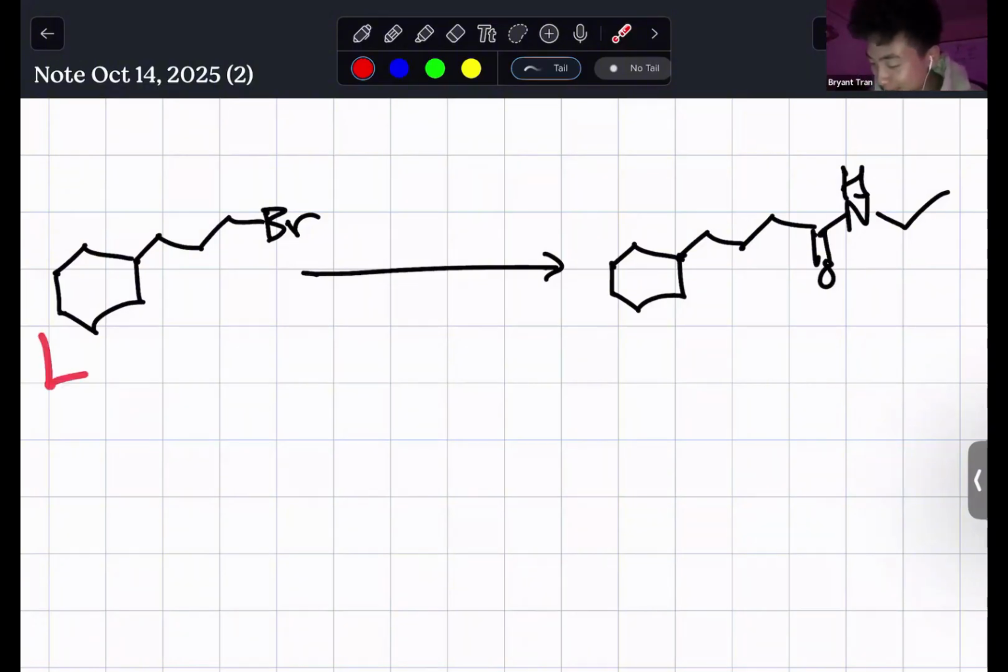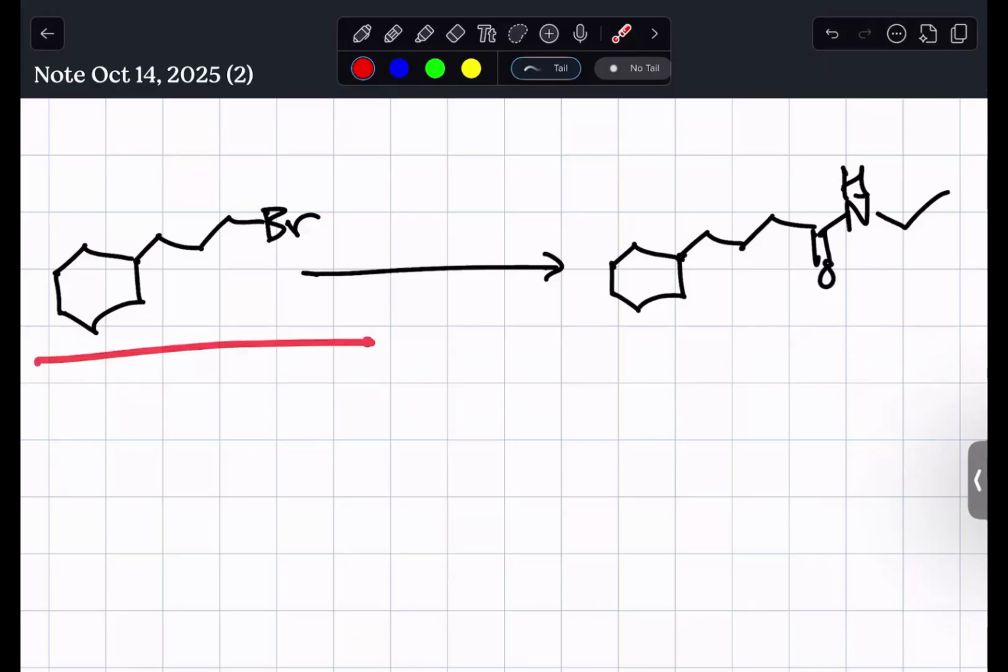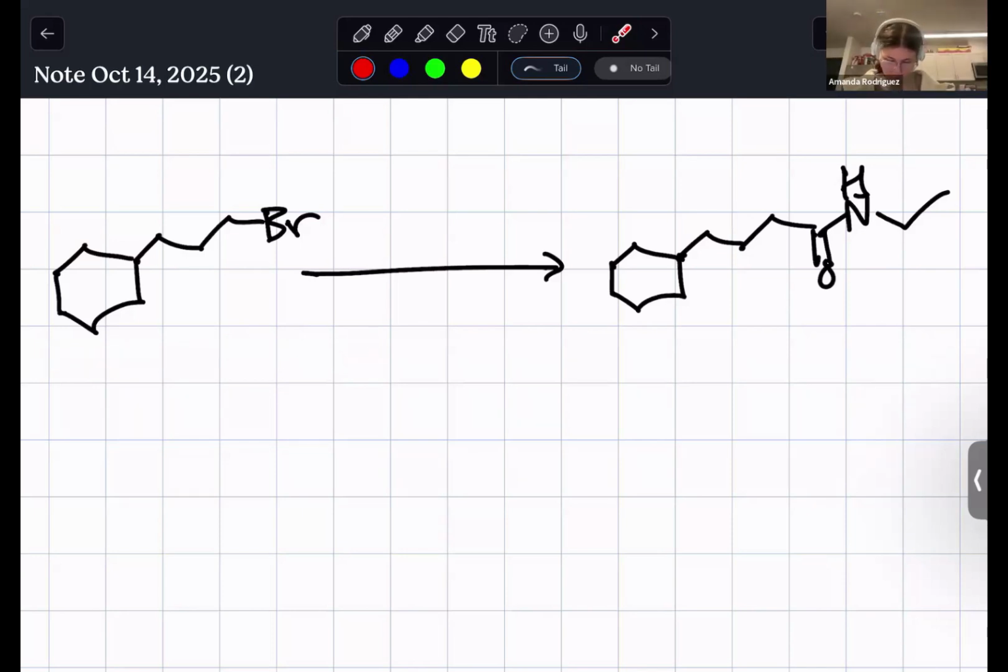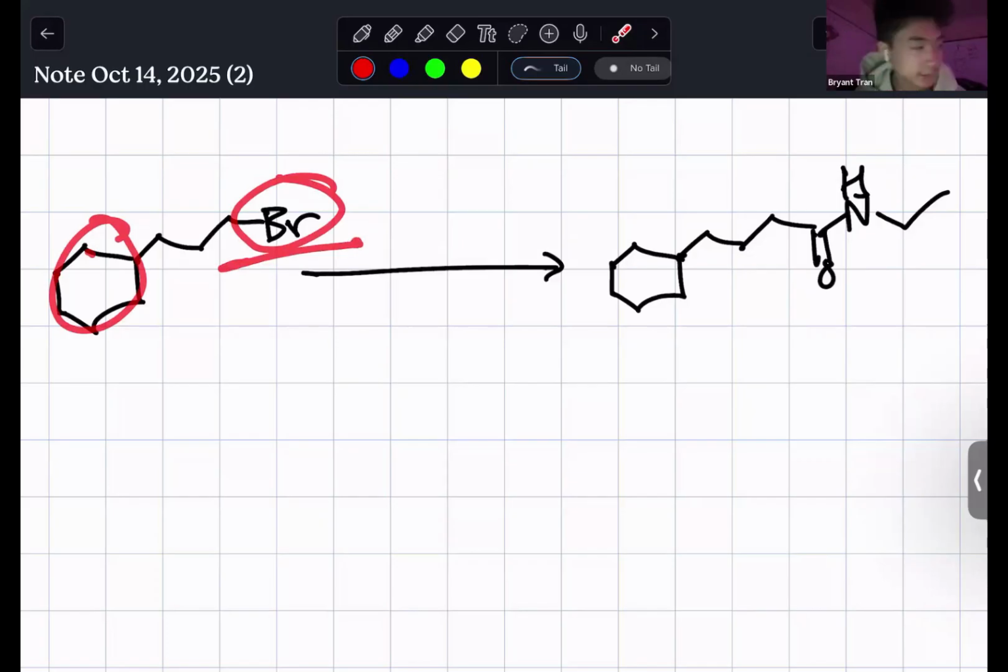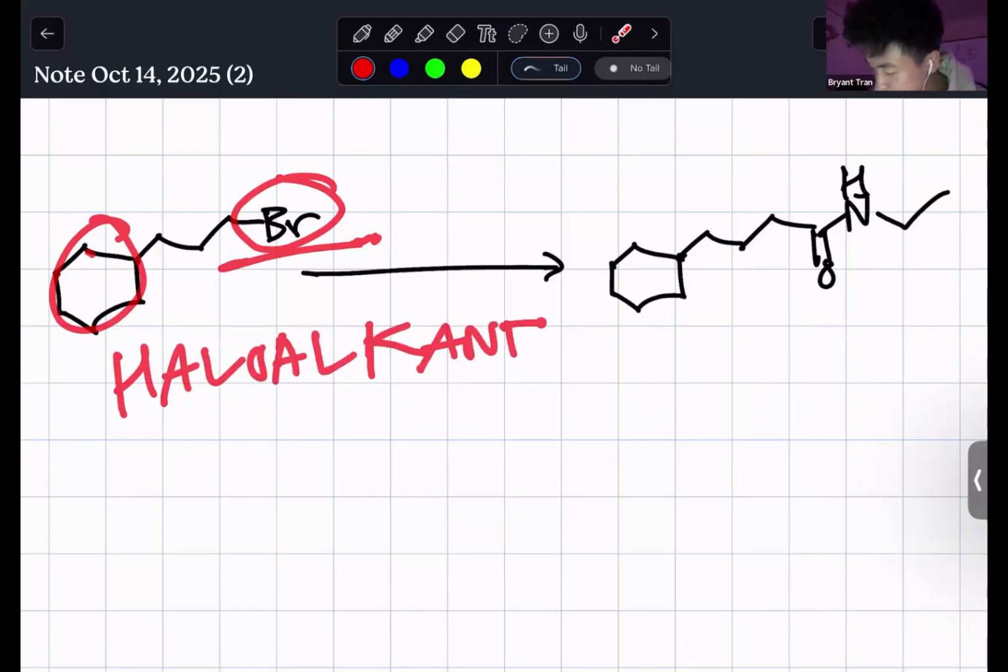Okay, so for this reactant molecule here, what is the functional group present that you see, Amanda? Alkane. Yep, there's an alkane here, and we have a bromine here, which is a halogen. So we can call this haloalkane. Another name that you can see is going to be alkyl halide.